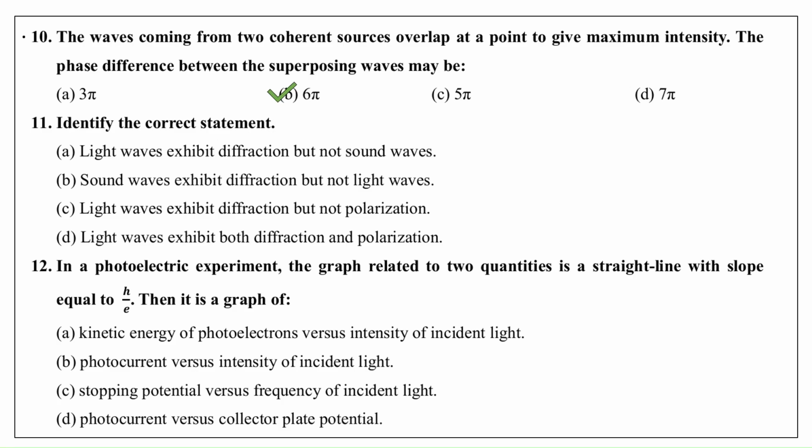Next. 11. Identify the correct statement. Answer is option D. Light waves exhibit both diffraction and polarization. Next. 12. In a photoelectric experiment, the graph related to 2 quantities is a straight line with slope equal to h by e, then it is a graph of. Answer is option C. Stopping potential versus frequency of incident light.